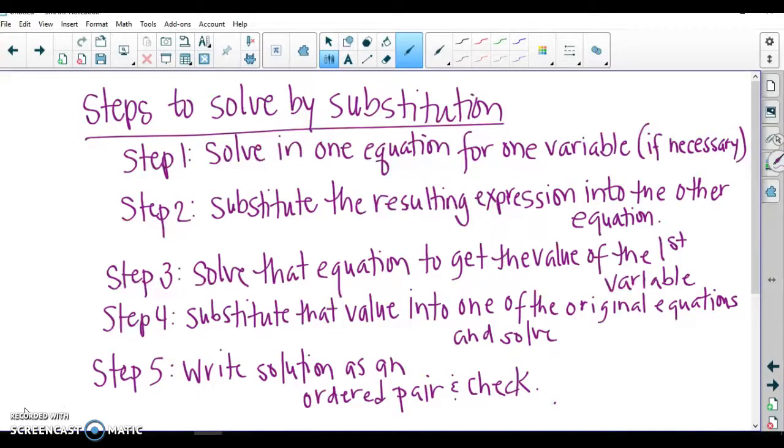And then you're going to write the solution as an ordered pair. Make sure you do that. And then always, always, always check your solution. Okay, that's it.